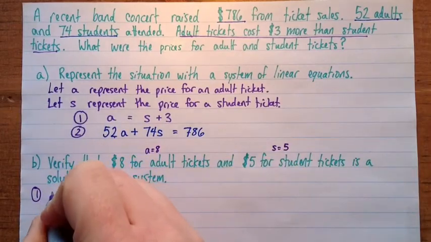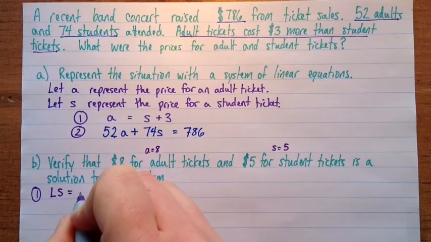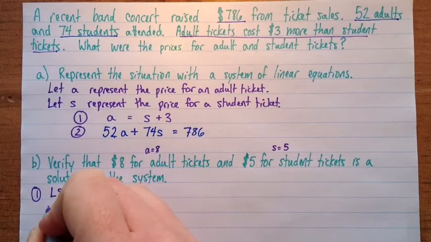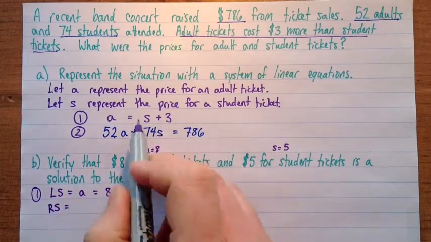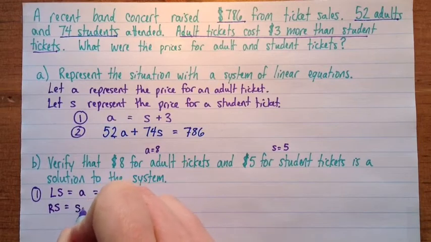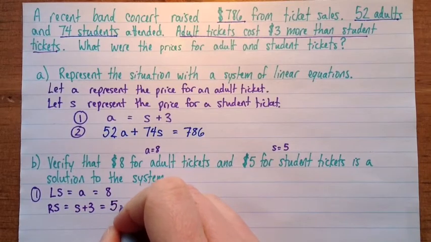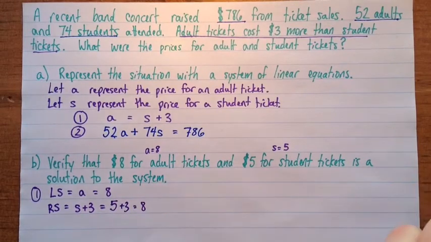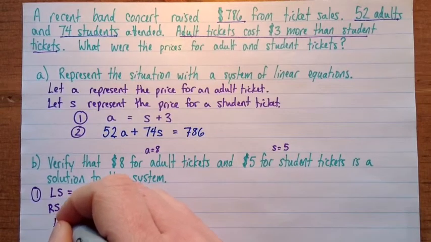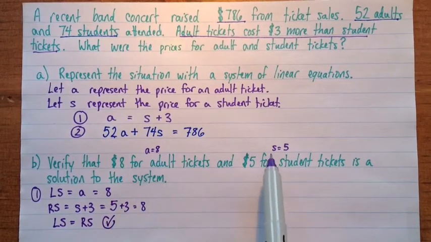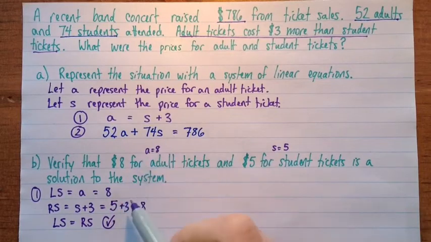So in equation 1, the left side of the equation is equal to A, and A is equal to 8. The right side of the equation is equal to S plus 3, and that's equal to 5 plus 3, and that's equal to 8. So my left side equals my right side, so this is perfect. That means that A equals 8 and S equals 5 is at least a solution to equation number 1. Now for it to be a solution to the system, I've got to check that it also is a solution to number 2.